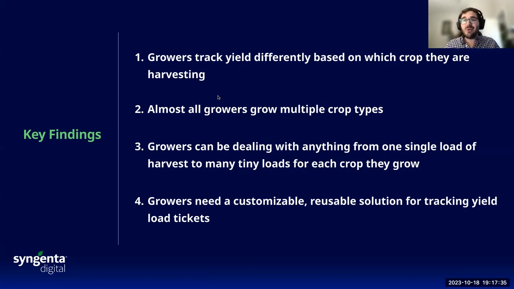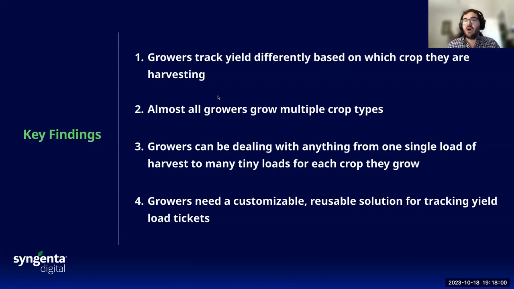Second, almost all growers are growing multiple types. It could be as simple as a row crop grower growing both corn and soybean. It could be, we talked to one grower who was growing something like corn, soybean, fava beans, like tons of different crops. Seems crazy to manage. Each one of them gets sent to a different type of processor. Each one is marketed in a different way. Again, there's no one size fits all, even within a single grower.